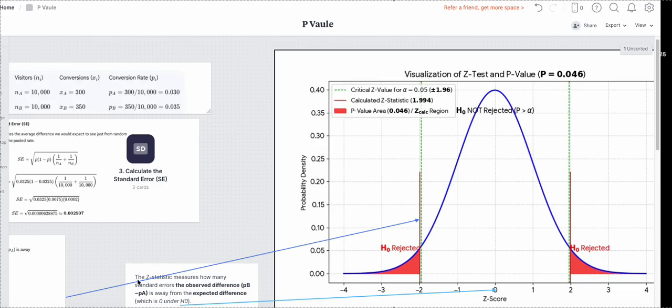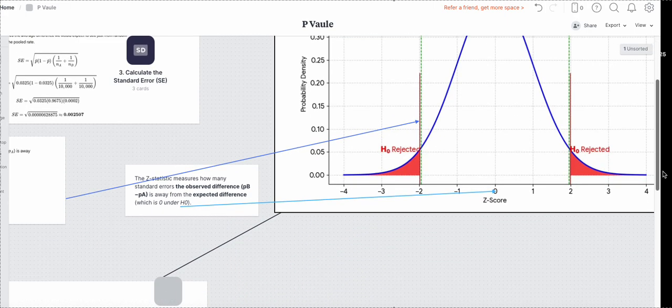Okay. The Z statistic measures how many standard errors the observed difference of PB from BA, which is our conversion rate, is from the expected difference. Okay, so it does not lie under this area, so that means that we can reject it. That is the best way I can think of it.